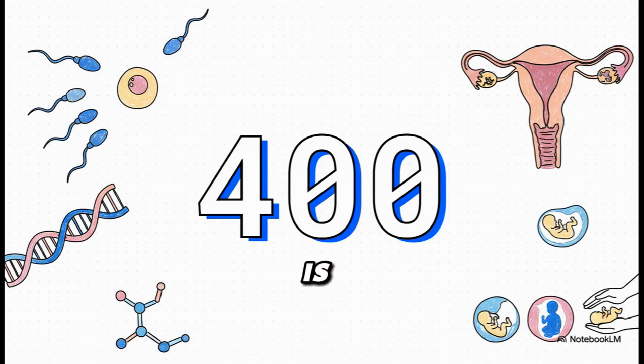And the answer is 400. Did you get it? Remember, each secondary spermatocyte goes through meiosis too, and that division produces 2 spermatids, which then become 2 sperm. So you just double the number. 200 times 2 is 400. Awesome job if you got that right.